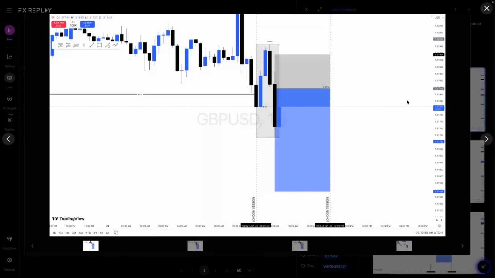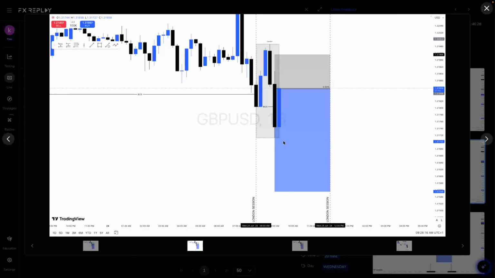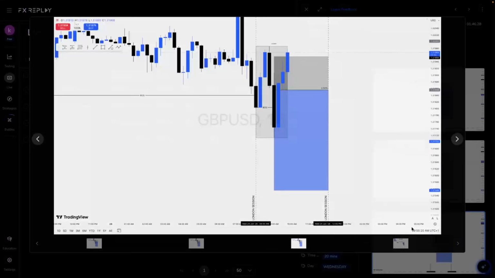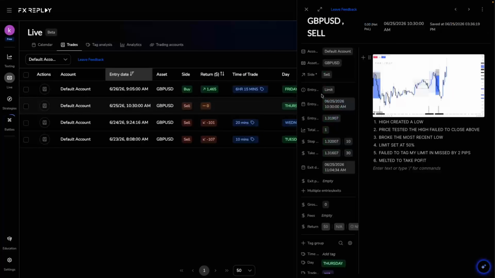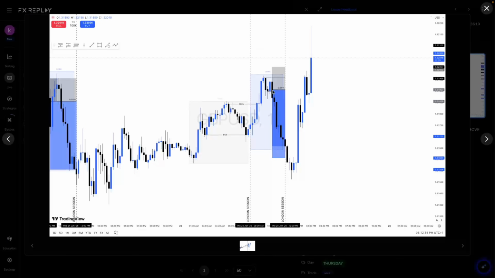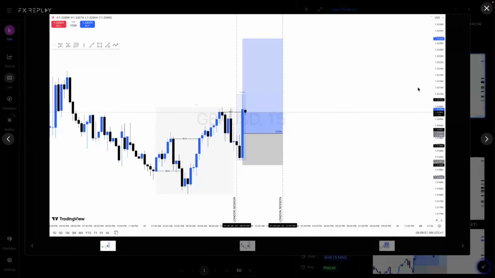And then this is this one here. Similar entry. That happened. And then this was the trade that I was looking to enter. As you can see, entry was there. Came to this area, went to TP, didn't tag me in. And then this was the winning trade.